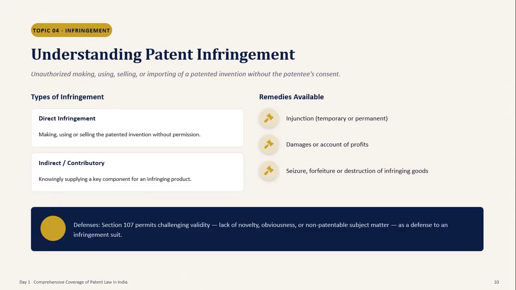At the same time, the law provides defenses under Section 107, and allows certain challenges to patent validity to be raised as defenses in an infringement proceeding, including grounds relating to novelty, obviousness, and patentability. Therefore, understanding both patent rights and the limitations and defenses associated with those rights is essential.